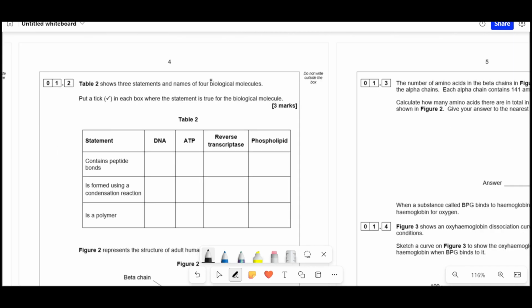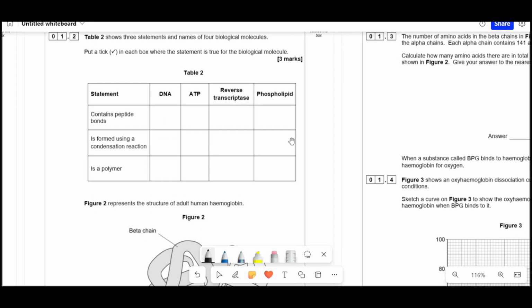Table 3 shows 3 statements and the names of 4 biological molecules. Put a tick next to the box when the statement is true for each biological molecule. Peptide bonds are formed between amino acids, so whatever has amino acids bonded to each other will have peptide bonds. So DNA is no, ATP is no, reverse transcriptase is an enzyme, which is a protein made of amino acids, so yes, and phospholipids no.